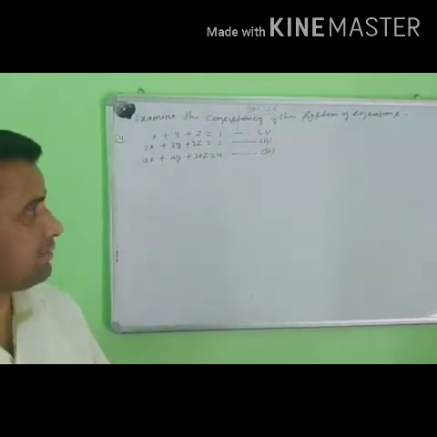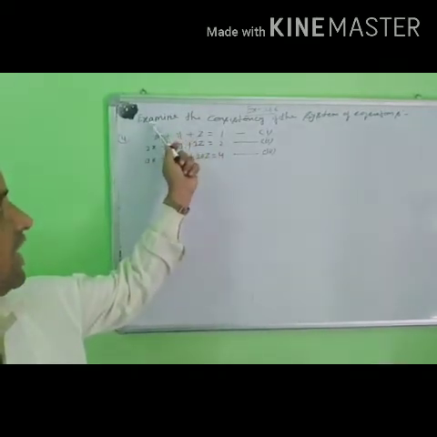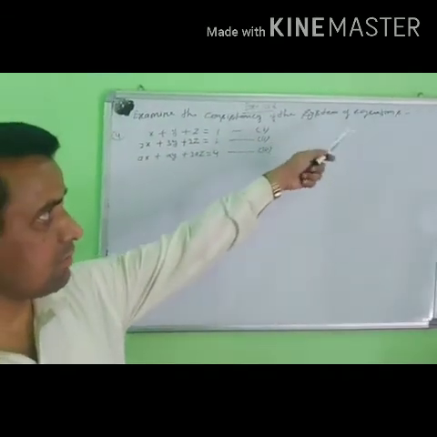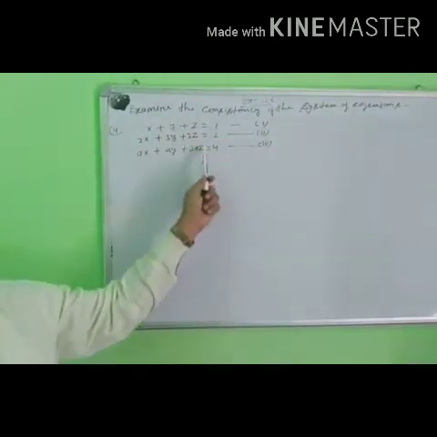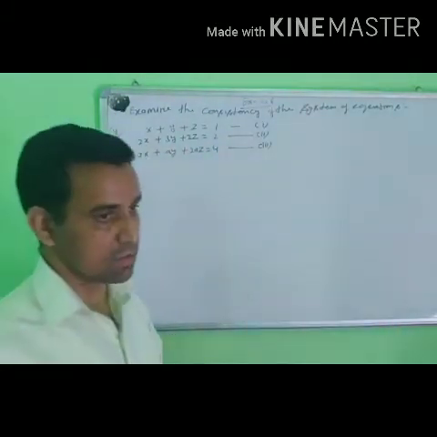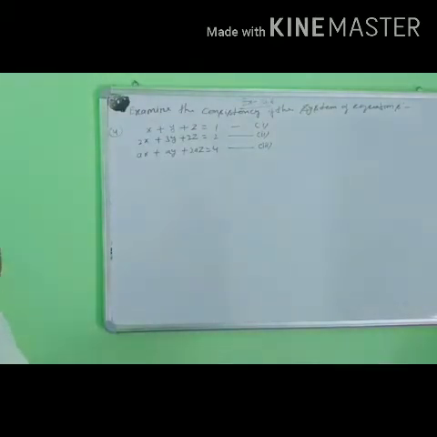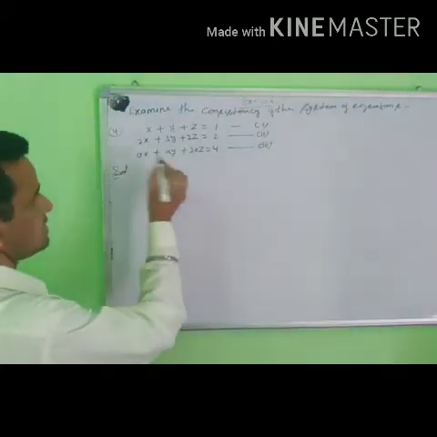Here, students, I am taking the next question, the 4th question, same exercise. Examine the consistency of the system of equations. And here 3 equations means 3 variables, and the order will be 3. So now check whether this equation is consistent or inconsistent. The solution starts here. The method is the same.